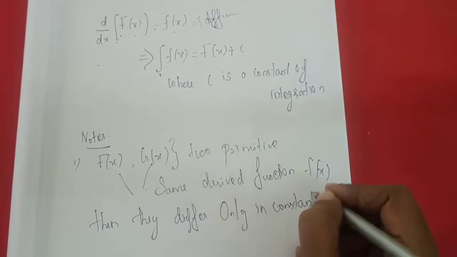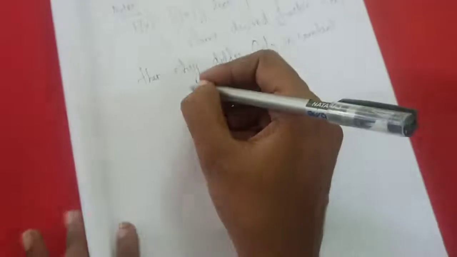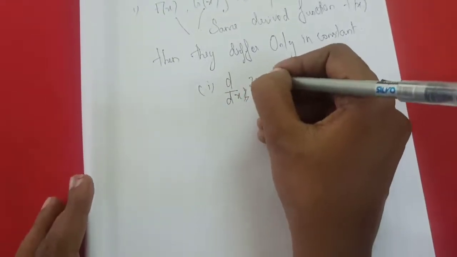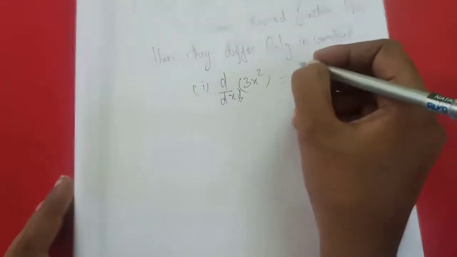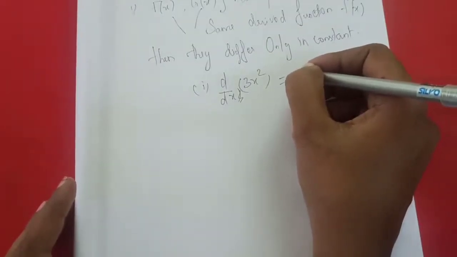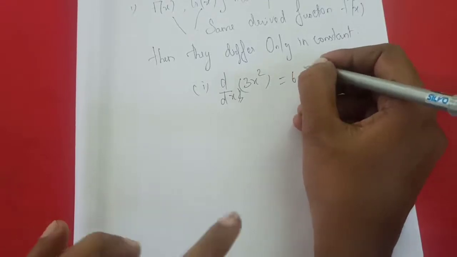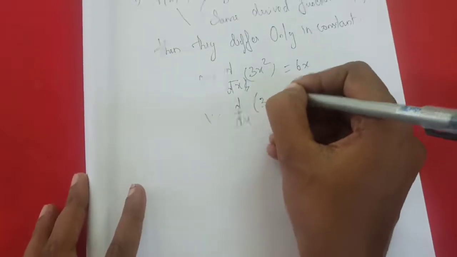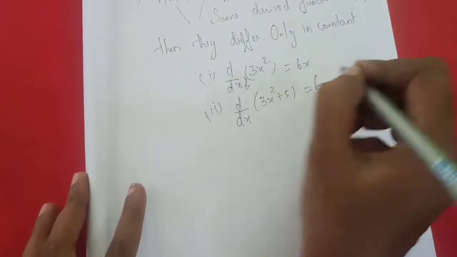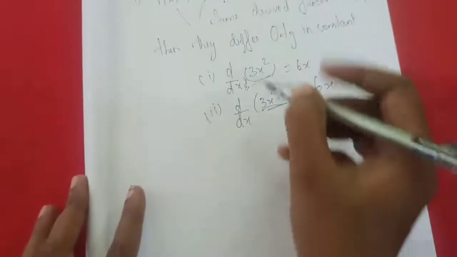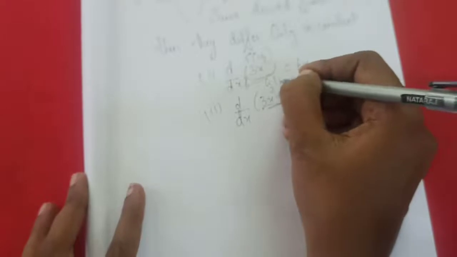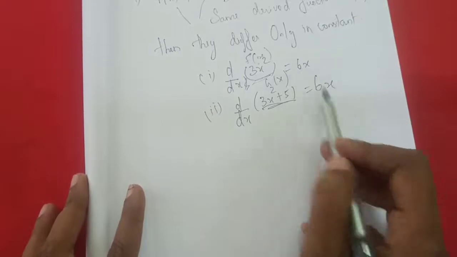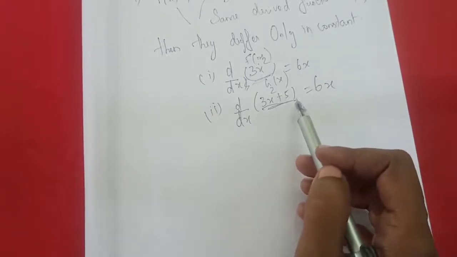Now I can give one more example for you. See here, first we have the known example, d by dx of 3x square. What will we get when we are differentiating? 3 into 2 is 6, x power 2 minus 1, 6x. Same as then if I am differentiating d by dx of 3x square plus 5, what will we get? This also gives 6x. Now see here, this one is capital F of x, this one is capital G of x. So these two primitive functions, when we are differentiating, give the same derived function, but they differ only in constant.